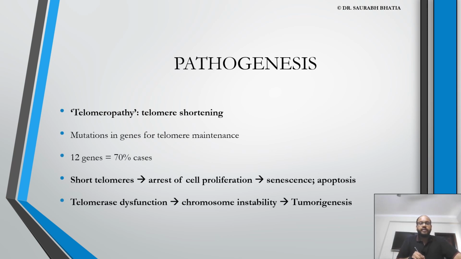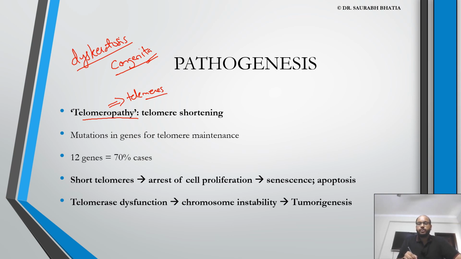Now, dyskeratosis congenita is a telomeropathy. Okay, so we have dyskeratosis congenita. Dyskeratosis means that the keratinization is not going properly. That is why you have skin involvement, teeth involvement, nail involvement. And congenita because it is congenital. Now, telomeropathy means that there is a problem with the telomeres.